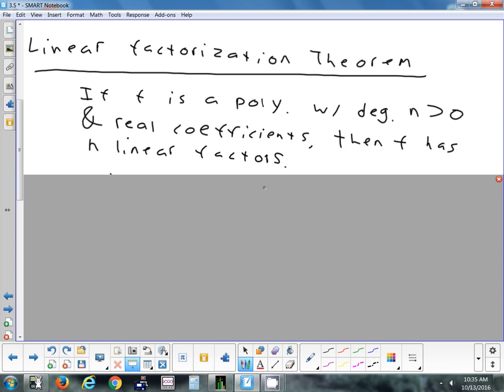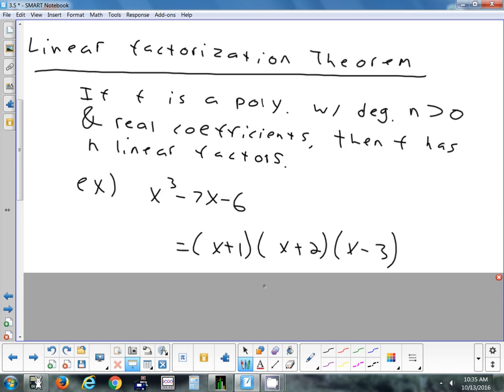So in other words, if you have a quadratic, highest exponent is 2. When you factor it, there are 2 sets of parentheses. If you had a cubic, highest exponent is 3. When you factor it, you get 3 sets of parentheses. So here's an example of a cubic, and this is actually what it factors into.